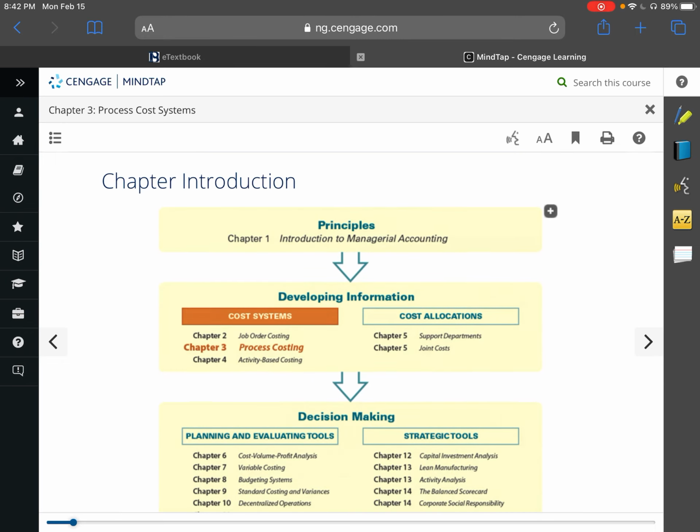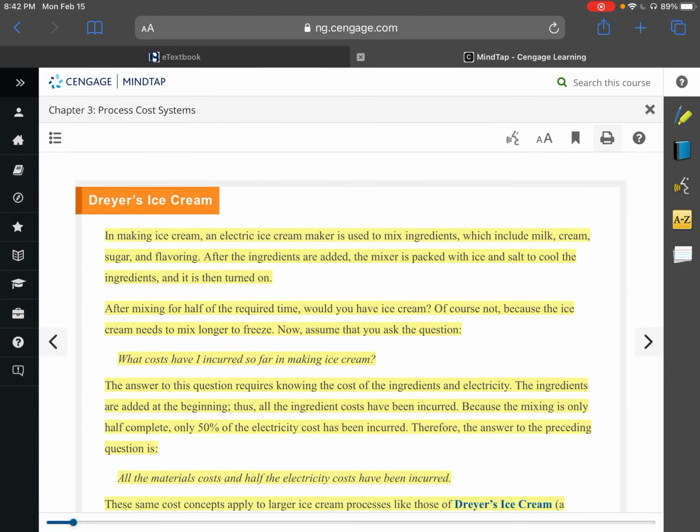So in Chapter 2, we looked at job process or job cost systems. So each job was different. Each job had different costs that make it up. In Chapter 3, we're going to look at a process cost system. We're going to explain what that is, how it's different than a job cost system and how it's similar. And so this opening example that it gives us.